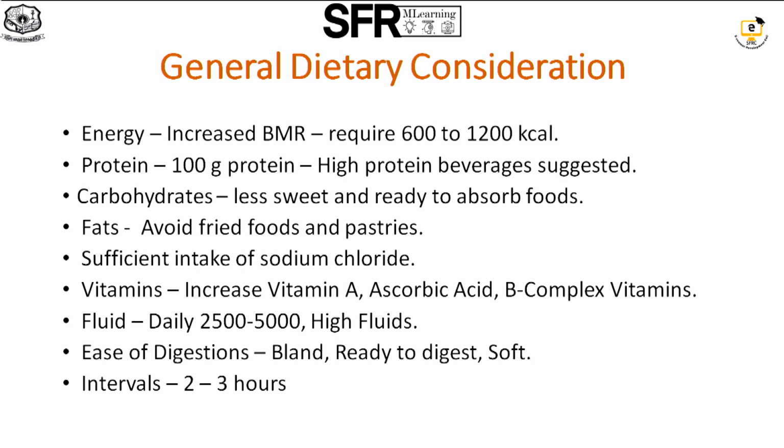So first one is energy level. Basal metabolic rate increases during infections and fever, and calorie requirement increases. Restlessness also increases the calorie requirement. Initially the patient may be able to ingest only 600 to 1200 kilocalories daily, but this should be increased as rapidly as possible. So the next one is protein.